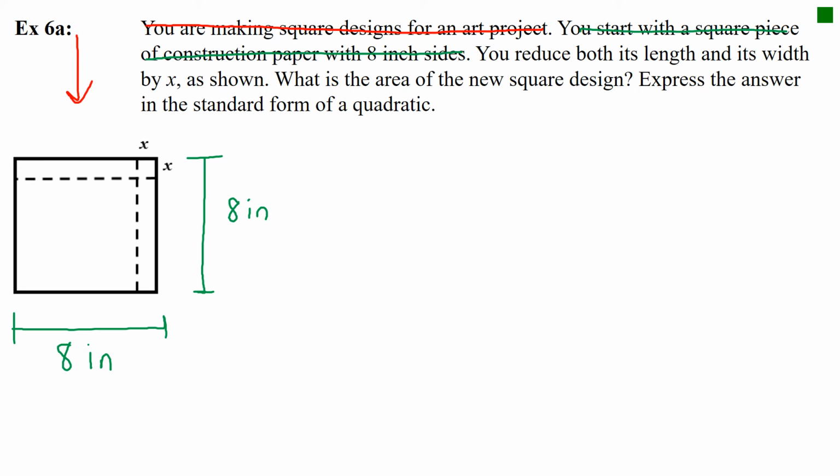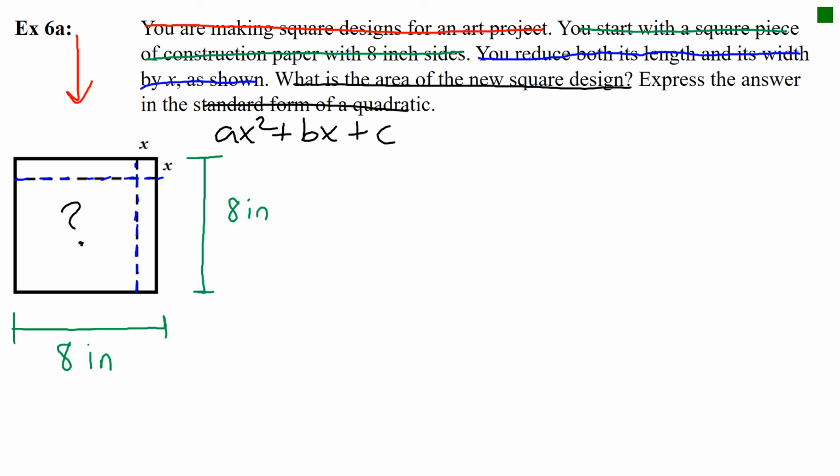Then we're told that you reduce. Reduce means you cut, you make shorter. You reduce both the length and the width by x as shown. So you take some scissors, you cut across a dashed line. On one side you cut a length of x, on the other side you cut also a length of x. So now the question is, what is the area of the new square design? So they want the area of this little square underneath. And they want the answer in the standard form of a quadratic. Standard form being ax squared plus bx plus c.